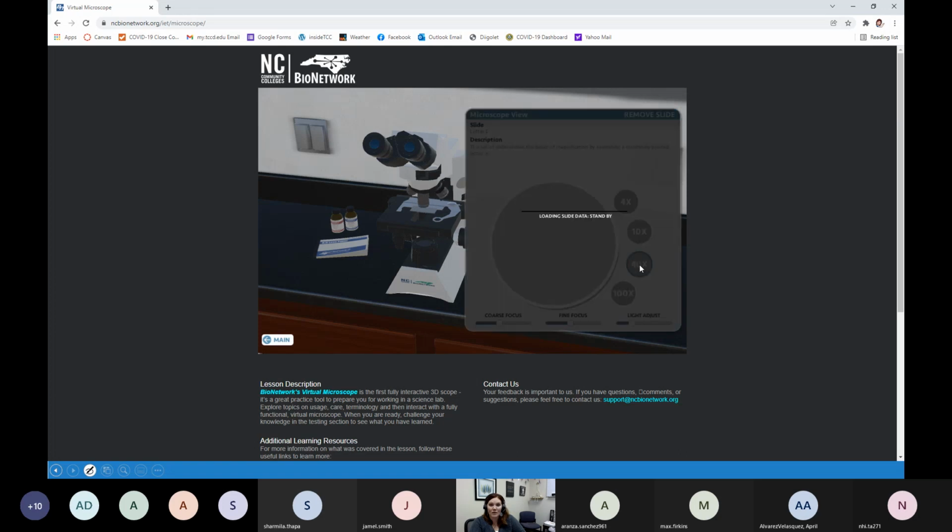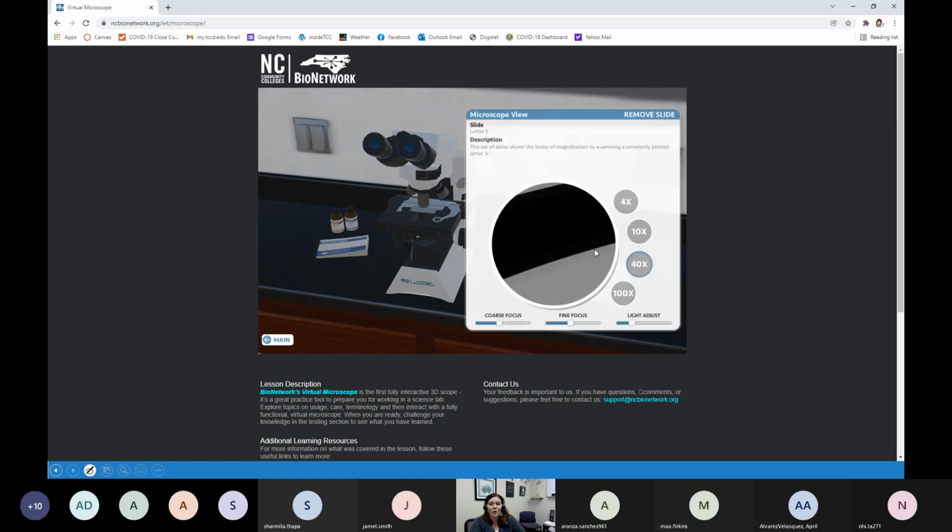Now that I've gotten it in focus with my low power objective, I'm going to go all the way up to my high power objective. Notice how little of that letter E I can see now because my field of view has gotten so much smaller. Remember, especially with blue down, I can only use the fine adjustment knob. And the other thing you might find in lab, I certainly always find this, I have to adjust the amount of light that's on my slide when I get up to that highest power objective. So I gave it a little more light.